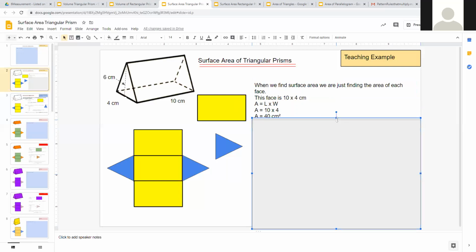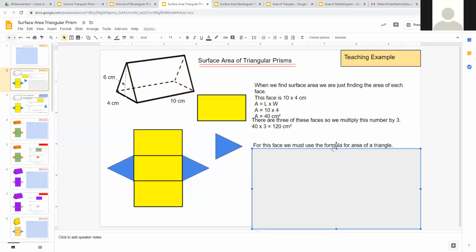So if you're looking at that, you might think, but when I look at the net of the shape, I notice that there are 3 of these rectangles. So the easiest thing to do, I could add the answers 3 times, but it would be easier to multiply it by 3. And when I do that, I get 120 centimeters squared.